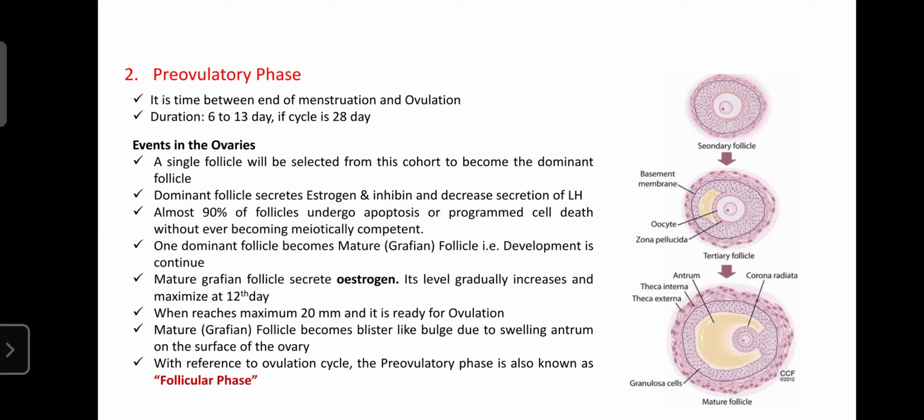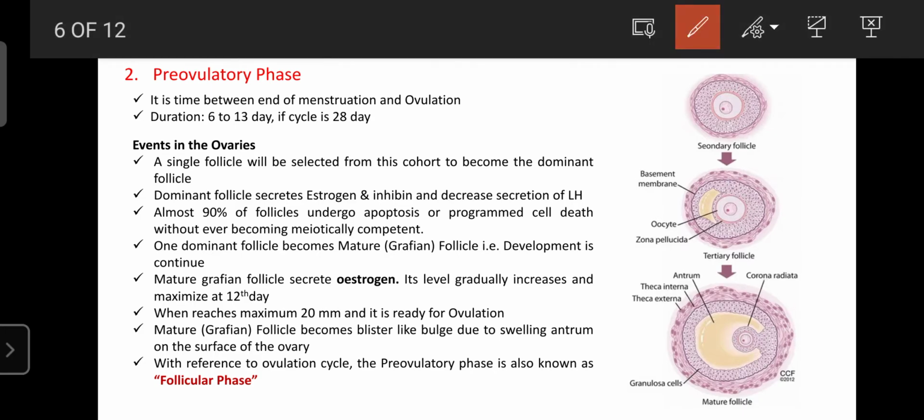So exactly, it is the time between the end of the menstruation and ovulation. That period is known as the pre-ovulatory phase. Okay, so the exact duration, if the cycle is 28 days, is from day 6 to day 13. So that is the exact period of the pre-ovulatory phase if the cycle is 28 days.